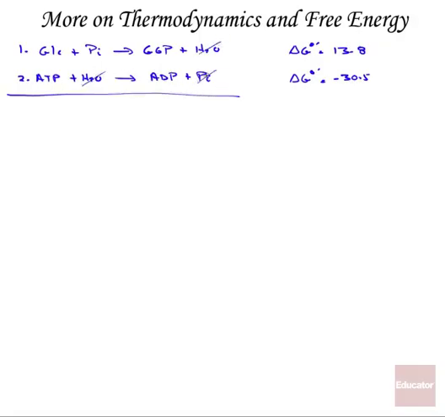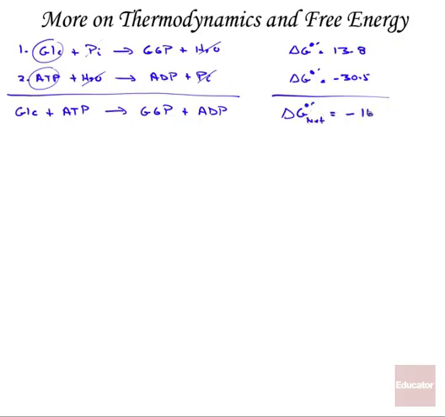H2O cancels H2O, Pi cancels Pi. What I'm left with is glucose plus ATP goes to G6P, glucose 6-phosphate, plus ADP. We said that the delta G's are additive, so 13.8 minus 30.5. I end up, and I hope you'll confirm that I've done my arithmetic here, so the delta G of the net reaction is equal to minus 16.7 kilojoules per mole.